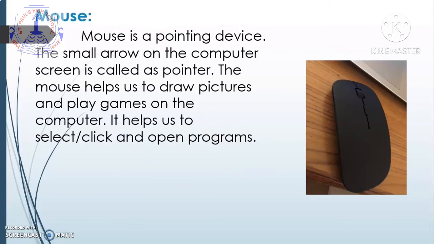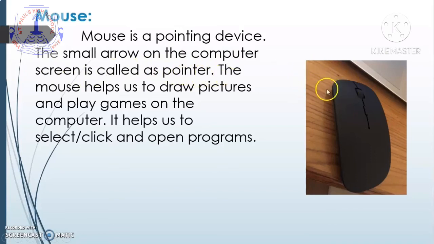Next is the mouse. What does the mouse do? Everyone has seen the mouse? Yes, a mouse has a left button, a right button, and a scroller. The middle part is called a scroller. The mouse is a pointing device. The small arrow on the computer screen is called a pointer.